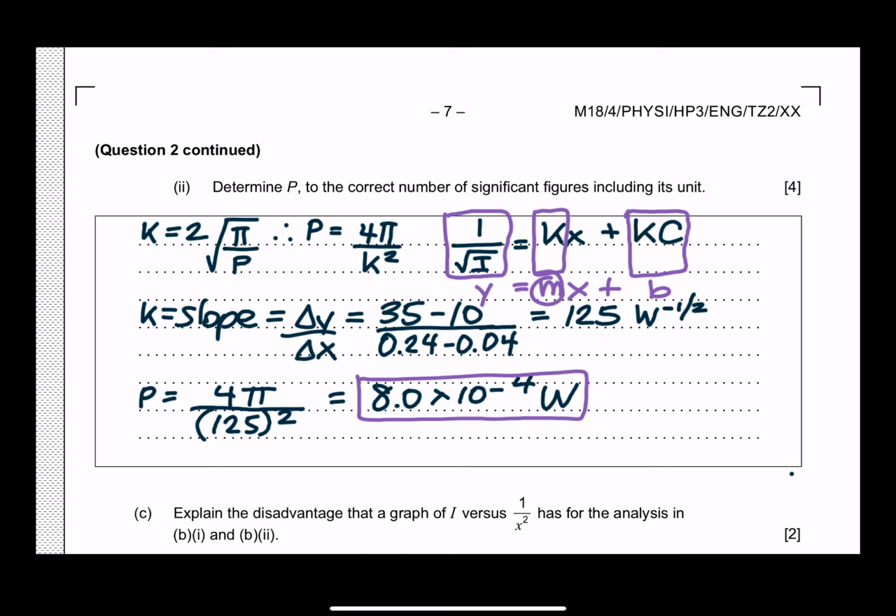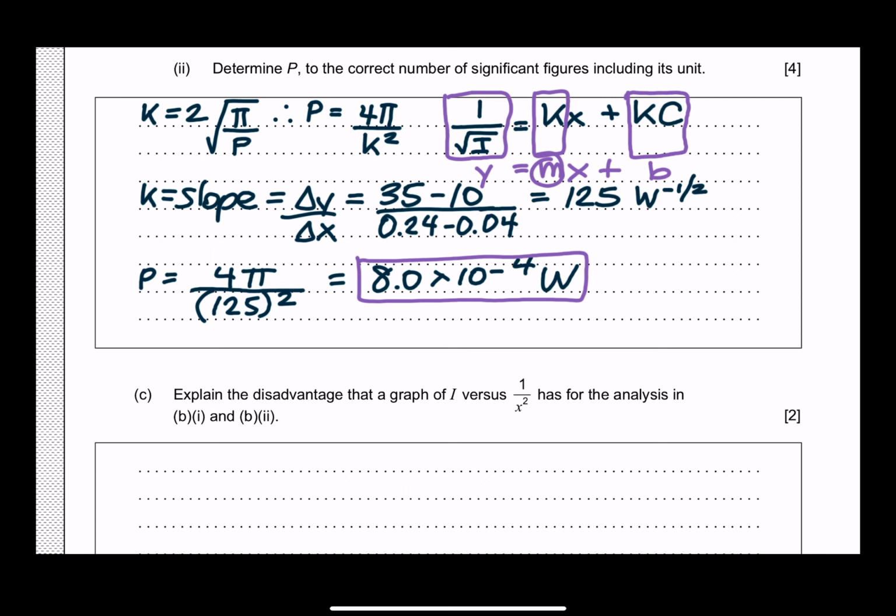The weirdo watts to the negative 1/2 get resolved, with the 125 squared in the denominator, so that puts watts back into the numerator and gets rid of the negative 1/2. So we have 8 times 10 to the negative 4 watts for our final answer. And it's 8.0 based on the significant figures in the slope calculation.